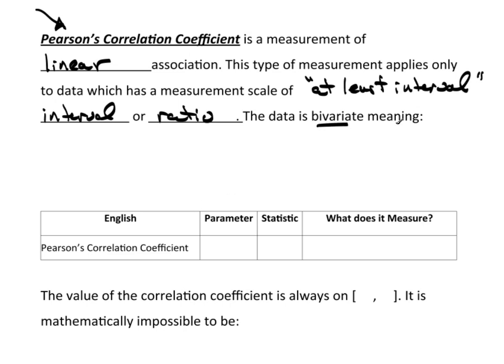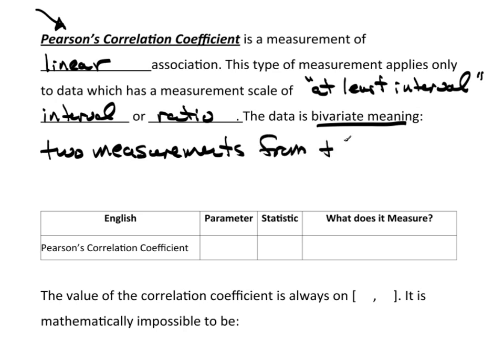Now the data is bivariate. And by bivariate we mean that we take two measurements from the same, I'll say, element. As an example, we may take a person's height and weight. Both those measurements came from the same person.